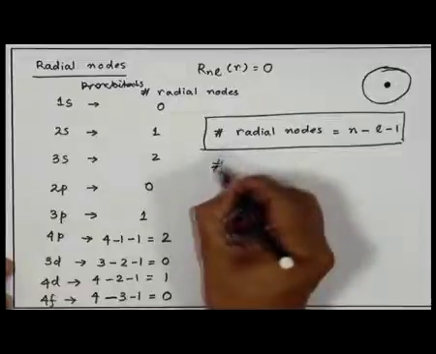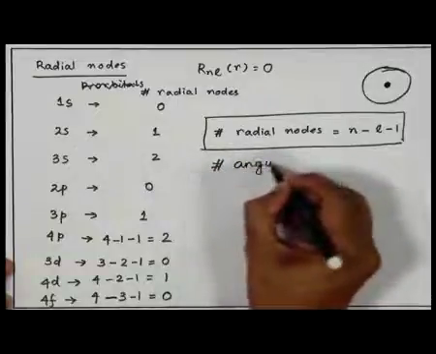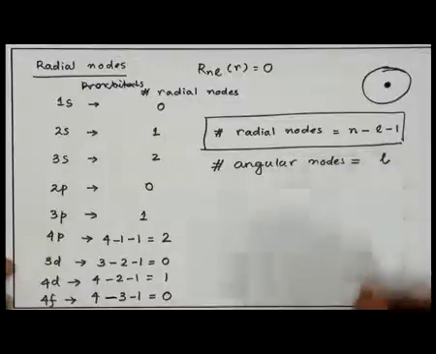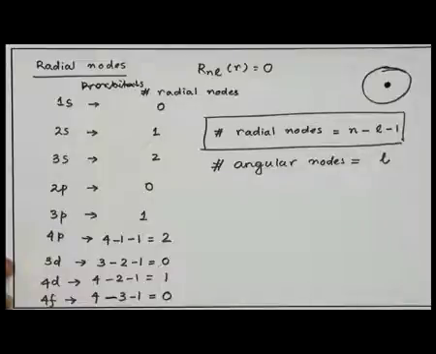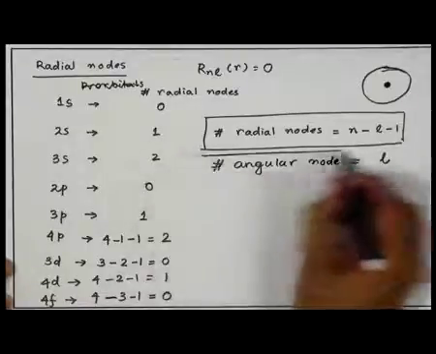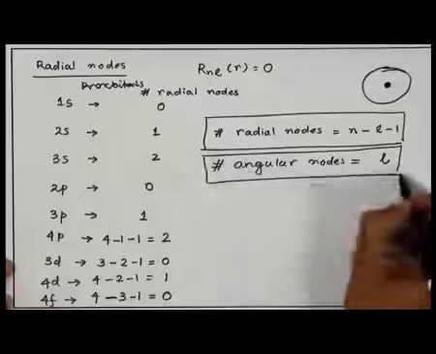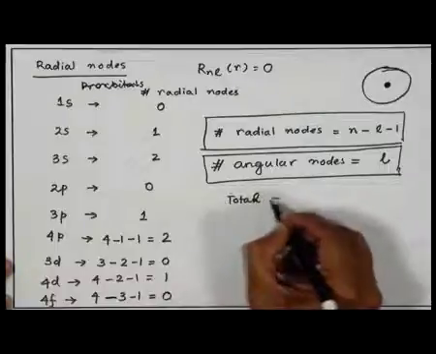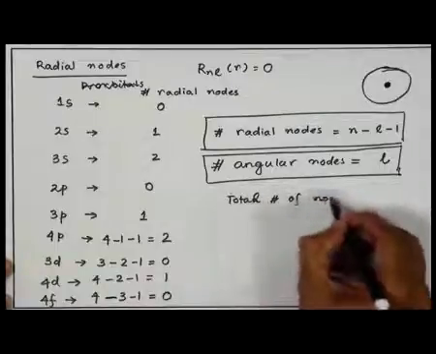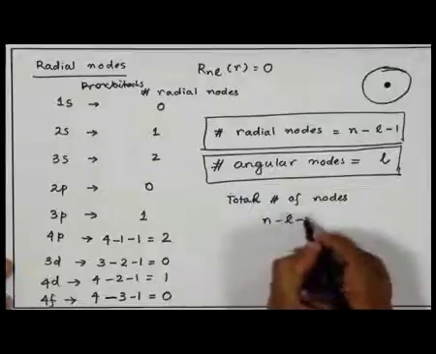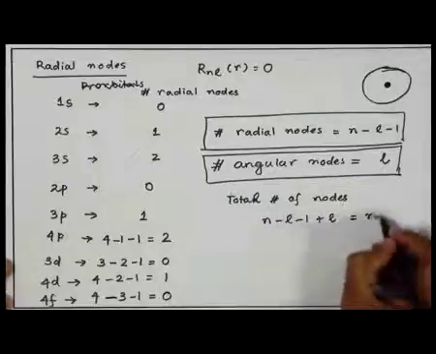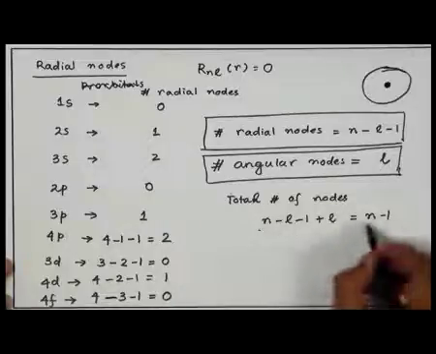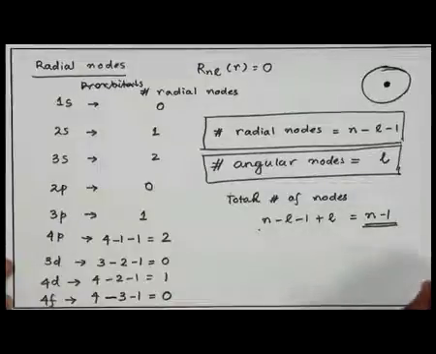If you remember, we found out that the number of angular nodes was equivalent to l. So, the number of radial nodes is n minus l minus 1 and the number of angular nodes is l. So, the total number of nodes is n minus l minus 1 plus l, which is n minus 1. This total number of nodes only depends on the value of the principal quantum number.